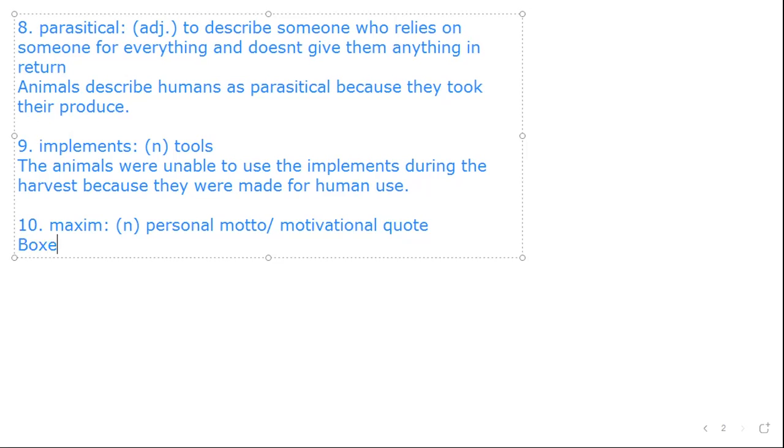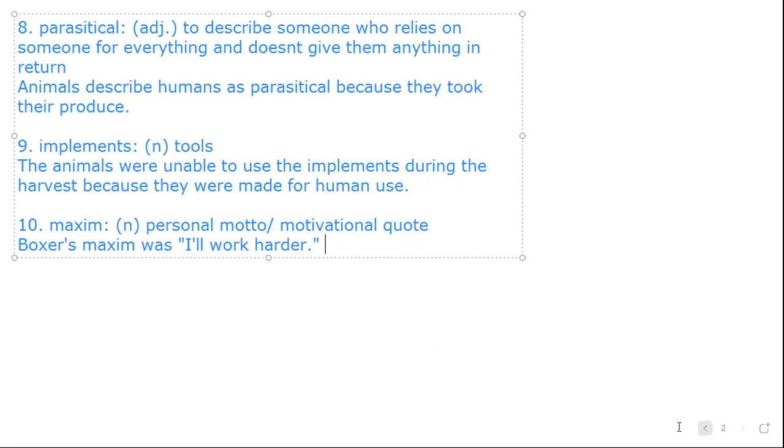So here the word maxim is a personal motto. What was Boxer's maxim? Boxer's maxim was, I'll work harder. This is what he believed in, that he will always work harder. We see that he also dedicated a lot of his time to waking up 30 minutes before the rest of the animals so that he can get a head start. And you would always find him where the work was the hardest, where they needed the most physical labor.